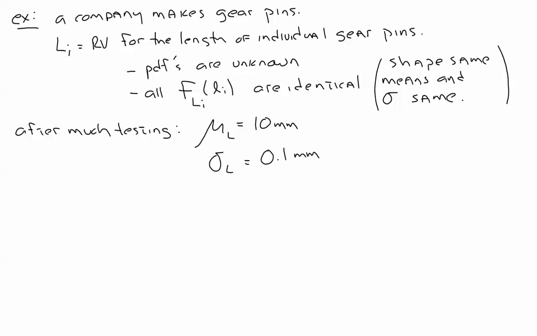And oh, by the way, I need to say this, that we're going to assume for this example that all of my gear pins are manufactured independently. All right. We're going to assume that the length of one gear pin coming off the line is independent of the rest. And here's the question we're going to answer.